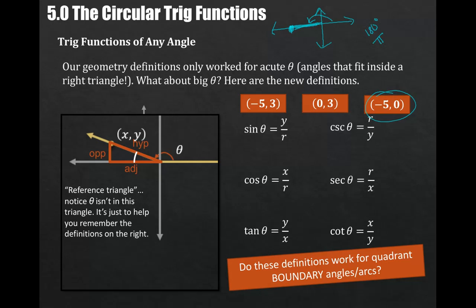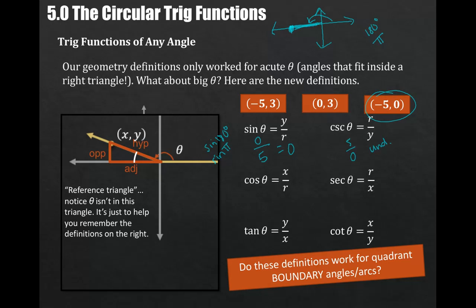Maybe you have a recollection of some of this stuff about the trig functions. The sine is going to be 0 over 5, since my radius is 5, which is 0. Well, what's the sine of 180 degrees, or the sine of pi? Well, it was 0. Therefore, the cosecant is going to be 5 over 0, which would be undefined.